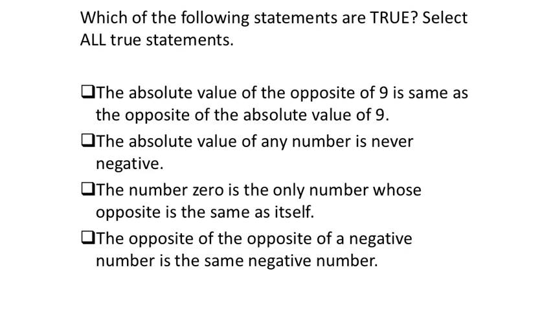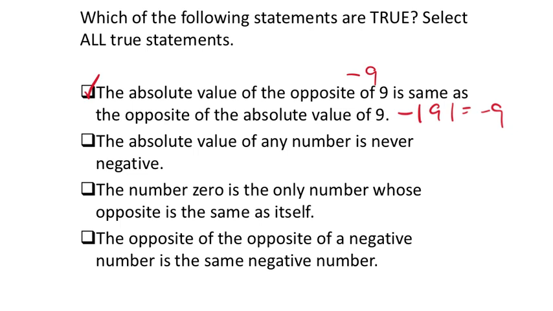Which of the following statements are true? Select all true statements. Okay, so the absolute value of the opposite of 9 is the same as the opposite of the absolute value of 9. That sounds a little confusing, so let's write it out so we can make some sense of this. The opposite of 9 is negative 9, but it says it's the same as the opposite of the absolute value of 9. So that would be the absolute value of 9, but the opposite of that, which, when we evaluate, would be negative 9. Yep, that's true. So we get the same value when this second part of the statement is evaluated.